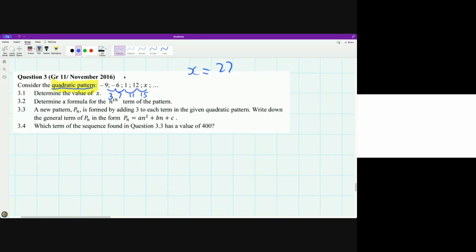So let me write this above this so it doesn't get confusing. That should be 27. Thanks, Pabalilo. Can you find me the nth term formula for this pattern? So I've got this number pattern, -9, -6, 1, 12, 27. I want to know what is the general term formula. I'll let you figure that out.